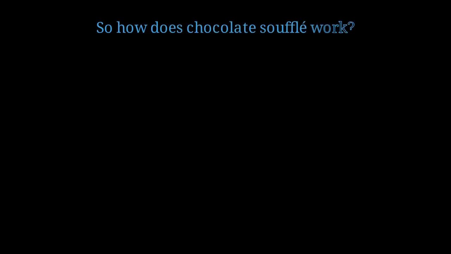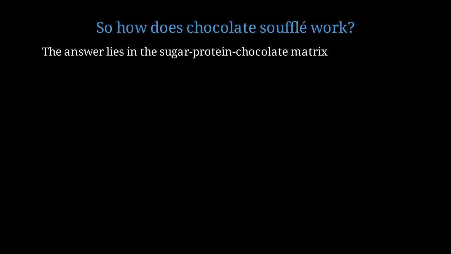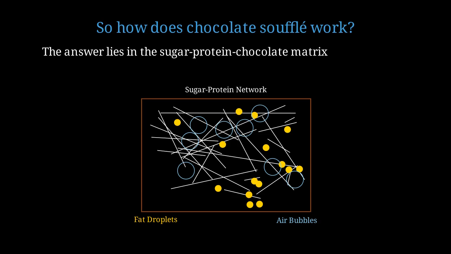Now here's the paradox. A chocolate soufflé contains significant amounts of cocoa butter, which is pure fat. By our reasoning, it should be impossible to create a stable foam. Yet chocolate soufflés rise magnificently. What's going on? The answer lies in a complex interaction between sugar, proteins, and chocolate that creates what we call the sugar-protein-chocolate matrix. This matrix fundamentally changes how fat behaves in the system. Imagine a three-dimensional network. The sugar and proteins create a rigid scaffolding structure. The fat droplets become trapped within this matrix, and the air bubbles are protected by multiple layers of structure, not just a thin protein film.